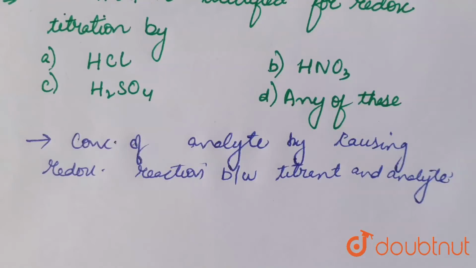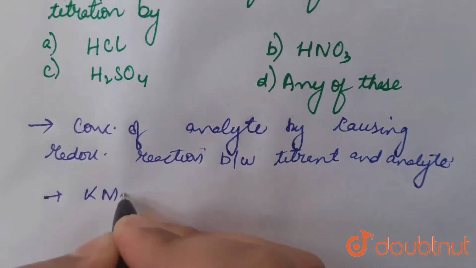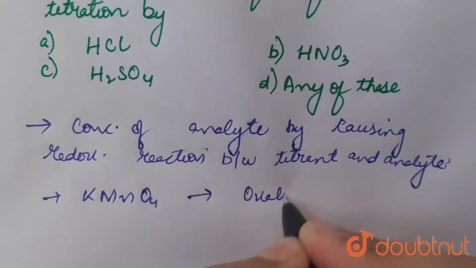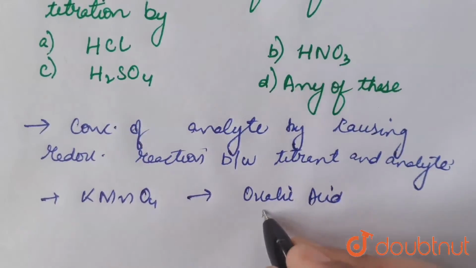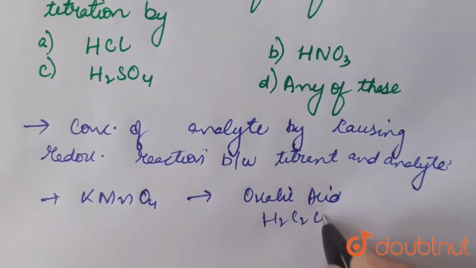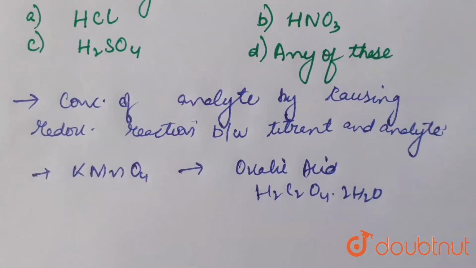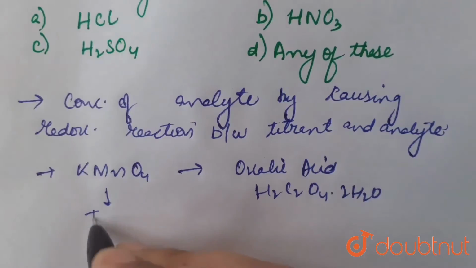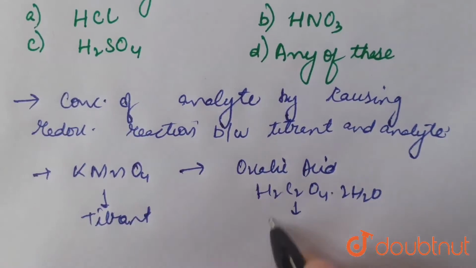Causing redox reaction between titrant and analyte. For determining the strength of KMnO4, potassium permanganate, by using standard oxalic acid, that is H2C2O4 into 2 times H2O. In this redox titration, KMnO4 is our titrant and oxalic acid is our analyte.